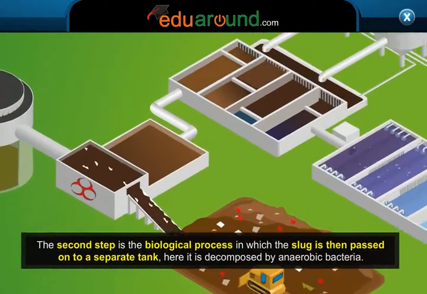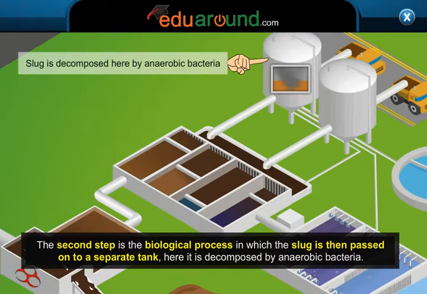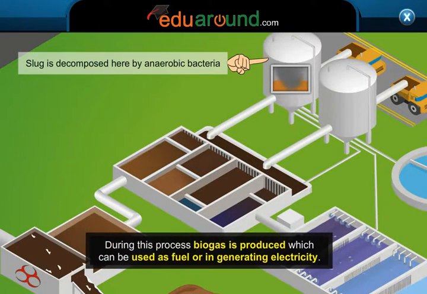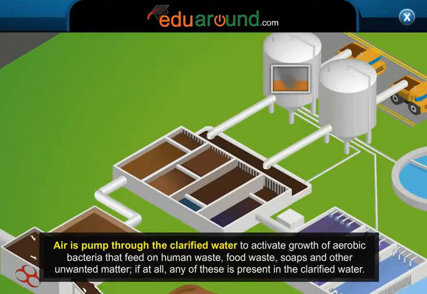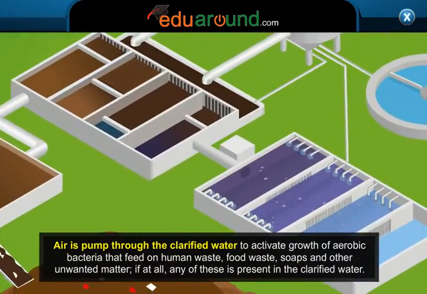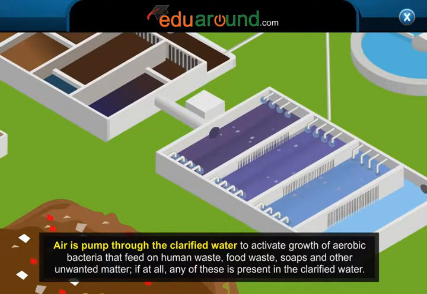The second step is the biological process, in which the sludge is then passed on to a separate tank. Here it is decomposed by anaerobic bacteria. During this process, biogas is produced, which can be used as a fuel or in generating electricity. Air is pumped through the clarified water to activate growth of aerobic bacteria that feed on human waste, food waste, soaps, and other unwanted matter, if at all any of these is present in the clarified water.